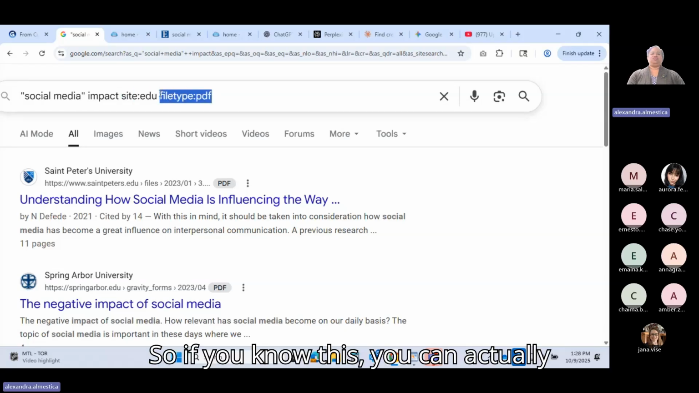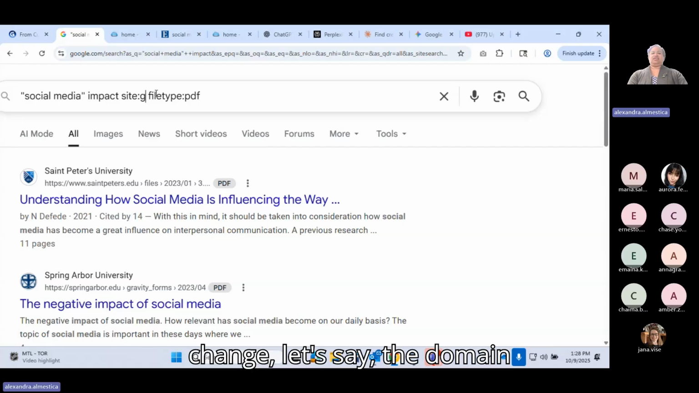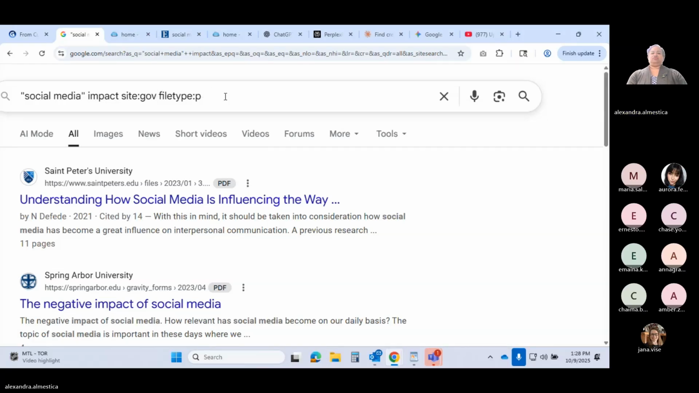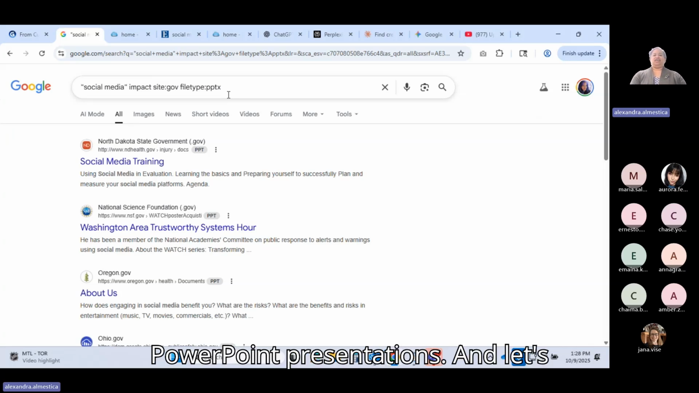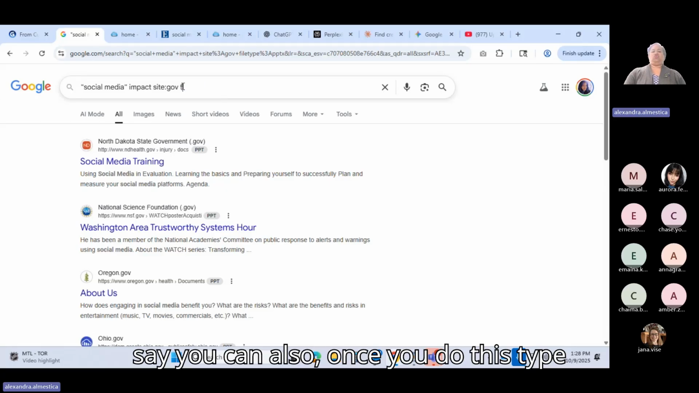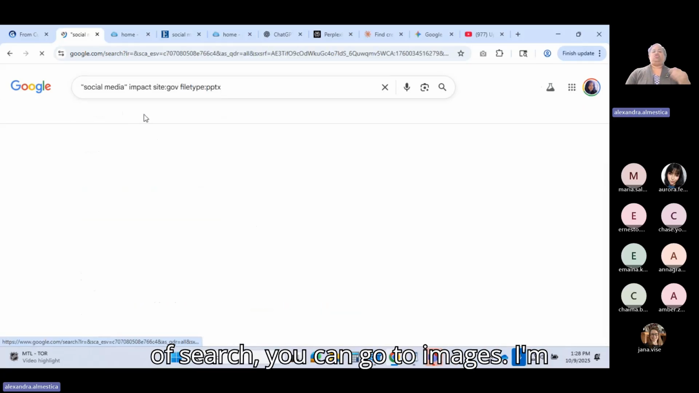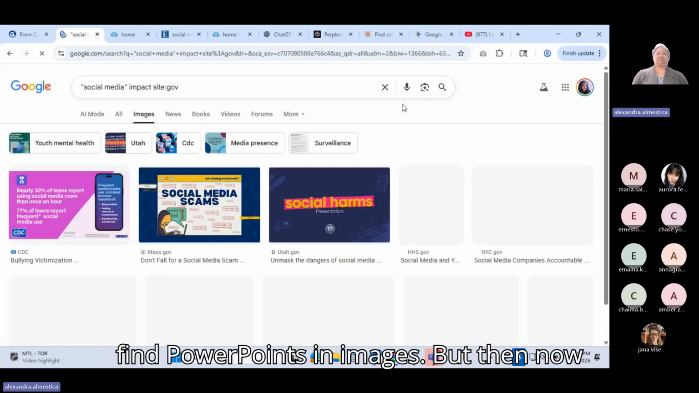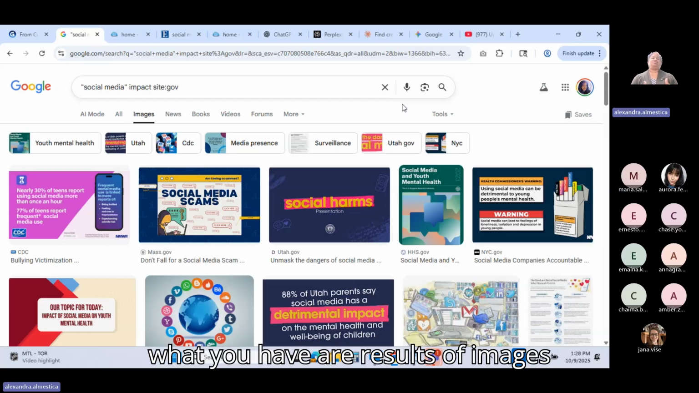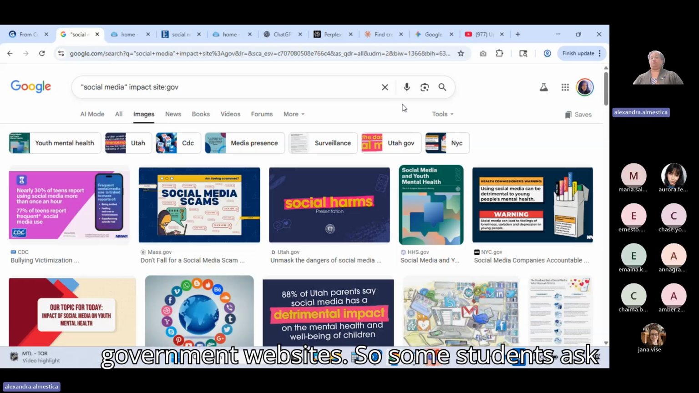So if you know this, you can actually change, let's say, the domain or the type of document. Now we're saying, I want you to look in government websites for PowerPoint presentations. Once you do this type of search, you can also go to images. I'm going to delete this because we're not going to find PowerPoints in images. But now what you have are results of images that include those words from government websites.